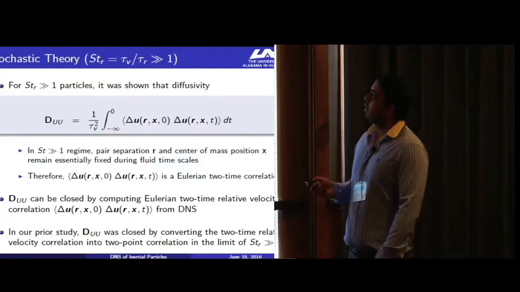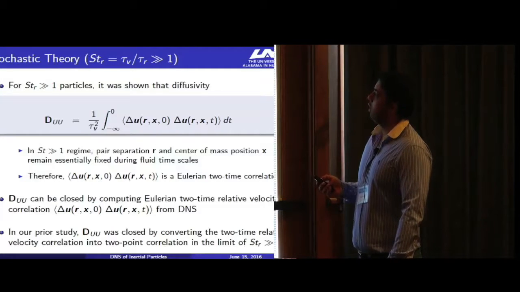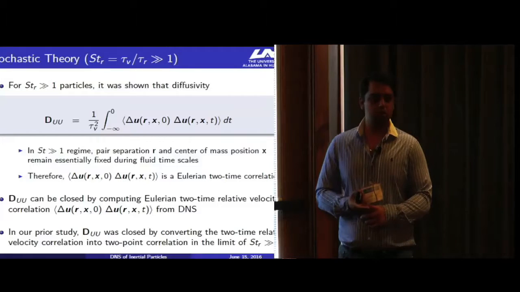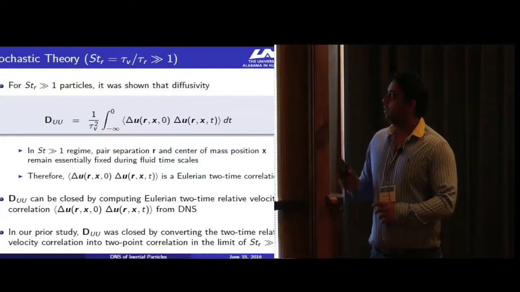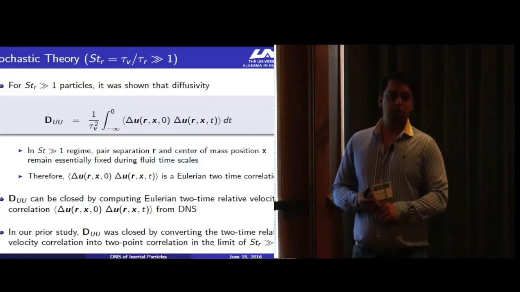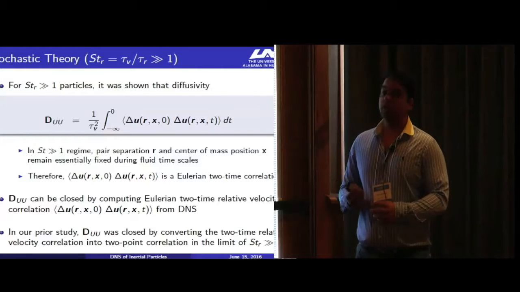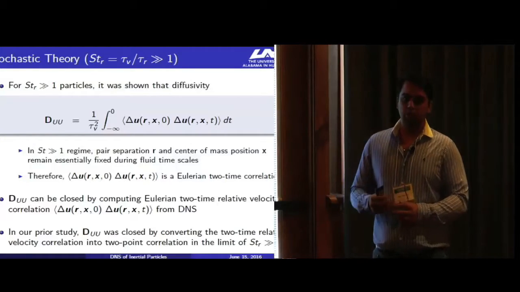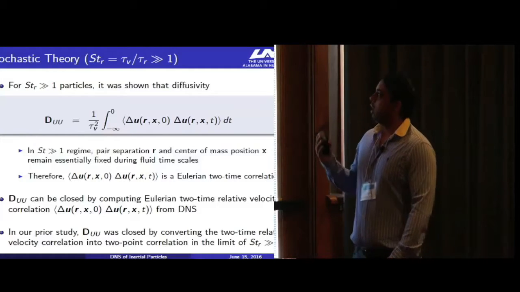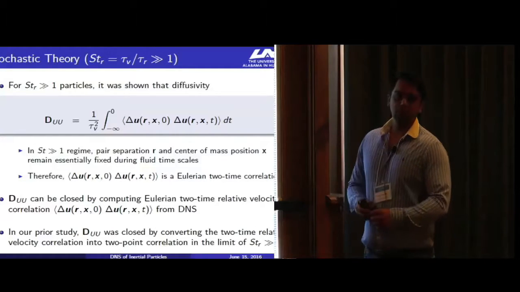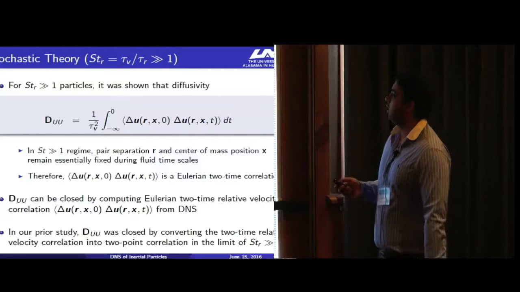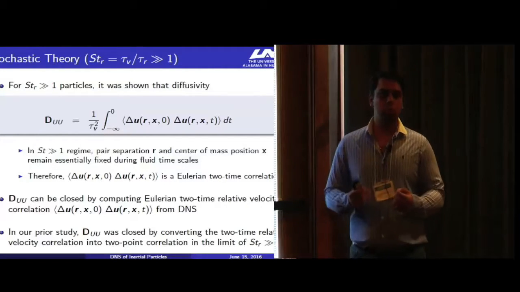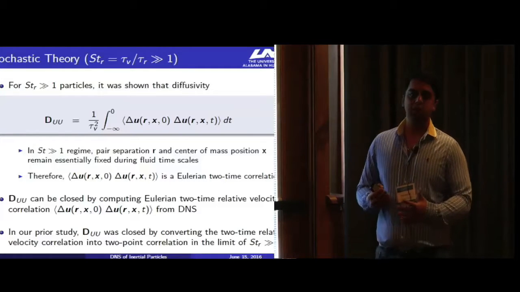Now this Eulerian 2-time correlation can be computed 2 ways. First, we can compute this correlation using direct numerical simulations, but these correlations are computationally very expensive, and at that time we did not have enough computational resources to compute these correlations using DNS. So what we did, we derived a closure form for this diffusivity tensor by converting these 2-time Eulerian correlations into 2-point correlations in the limit of very high Stokes number.